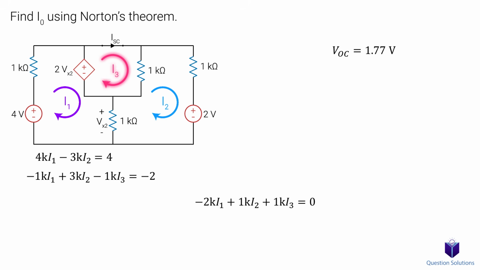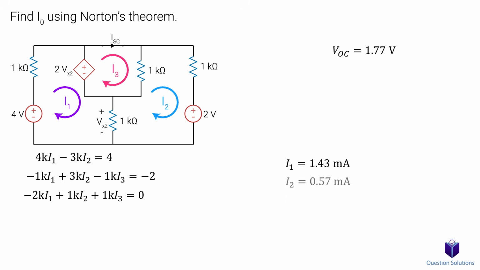We can now solve the three equations to get I1, I2, and I3 using substitution, elimination, or Gauss-Jordan elimination. To see how they were solved, please check the description. The mesh current we're interested in is I3 since that's the same as ISC. It's the same current flowing in the branch. So that means our ISC is 2.29 milliamps.